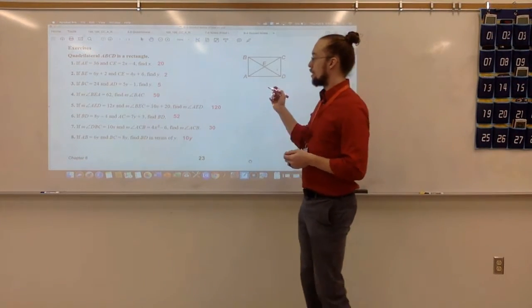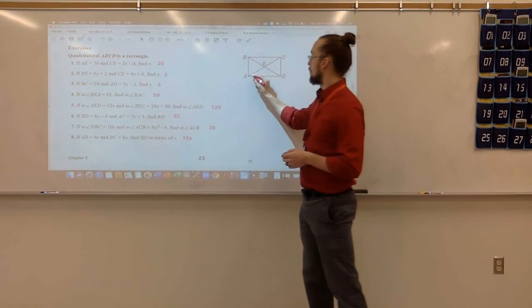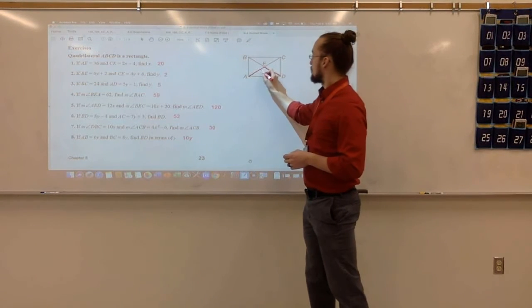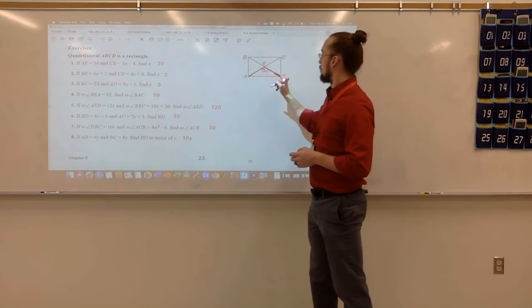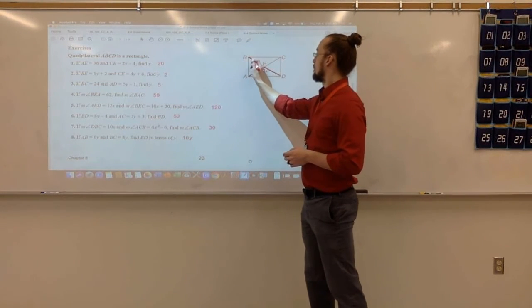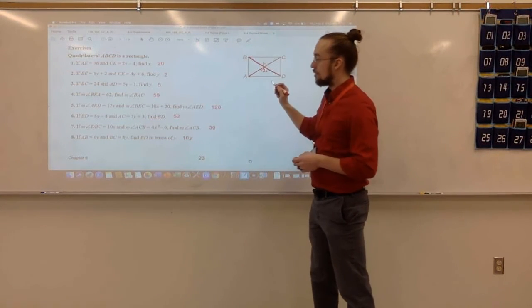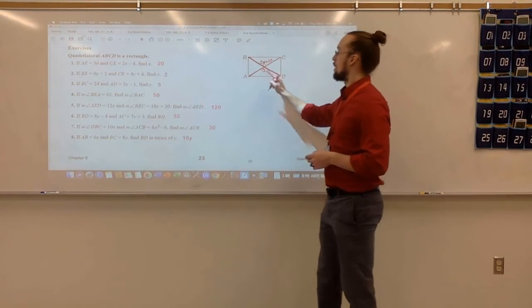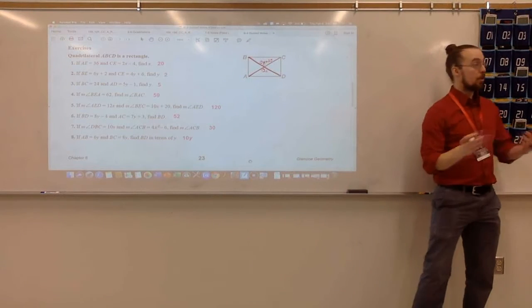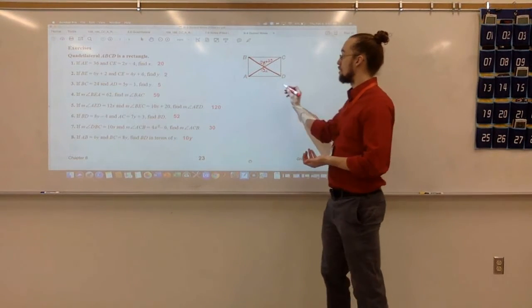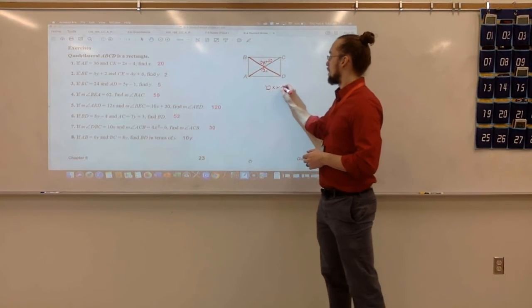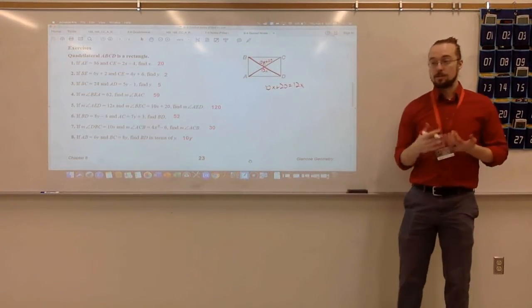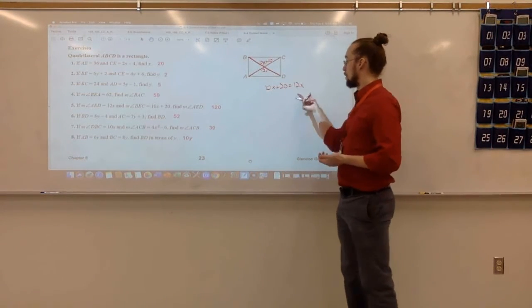So, let's look at number 5. We know that the measure of angle AED is 12x. And I know the measure of angle BEC is 10x plus 20. So these two angles end up being vertical angles. We know vertical angles are equal to each other. So I can say 10x plus 20 equals 12x.